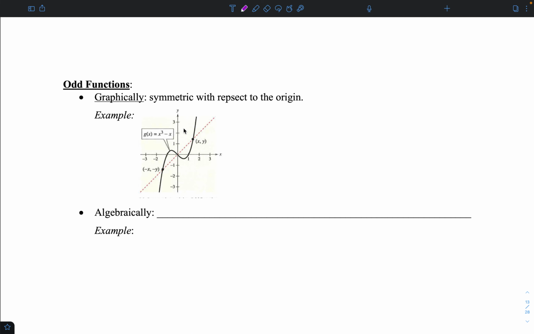Graphically, that means if I had a positive x, y, there would also be a point on my graph that was negative x, negative y. Algebraically, the function we're looking at is x cubed minus x.